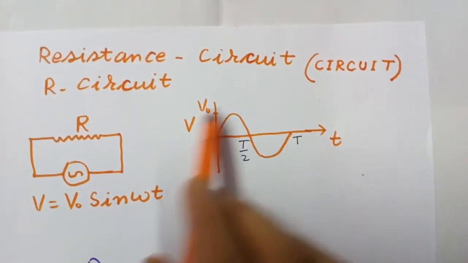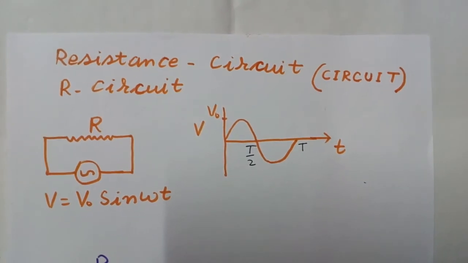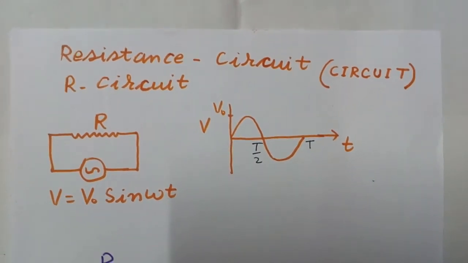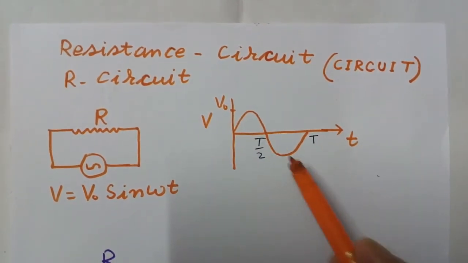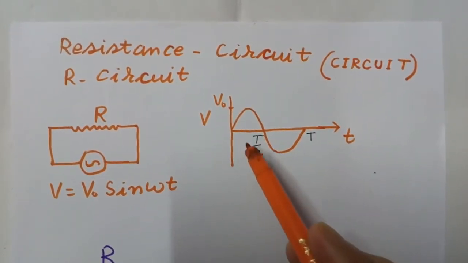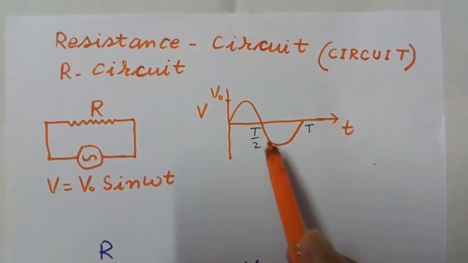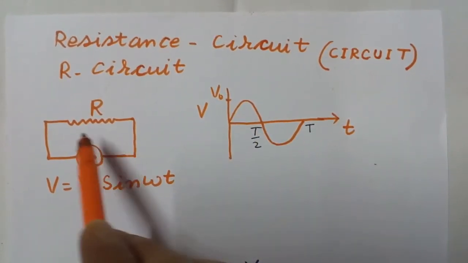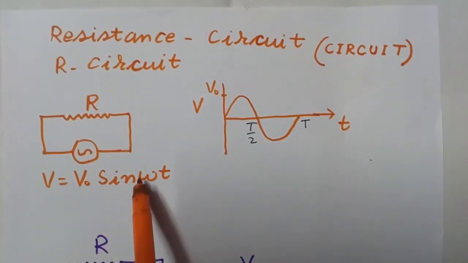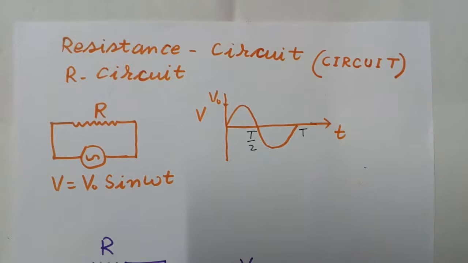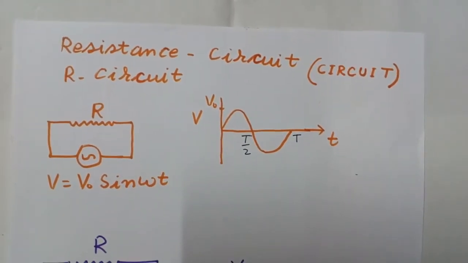Resistance circuit. If we connect a resistance R to an alternating current source, then voltage across this resistance varies like this. This is a graph between voltage, meaning potential difference across this resistance, and time. With time, voltage across this resistance varies according to this formula: V is equal to V naught sin omega t, where omega is the angular frequency of the alternating current.